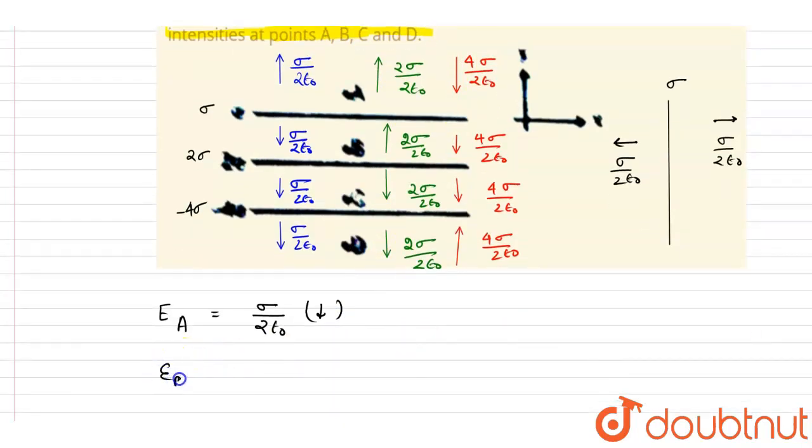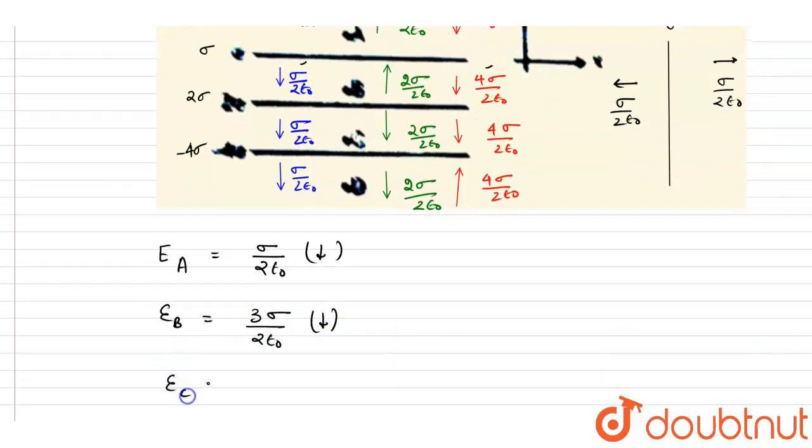And the electric field at point B: these two are in the same direction, so it will be 4 plus 1, 5, minus 2, it is 3 sigma by 2 epsilon naught in downward direction. Now at point C, all the three are directed toward, so 4 plus 3, it is 7.